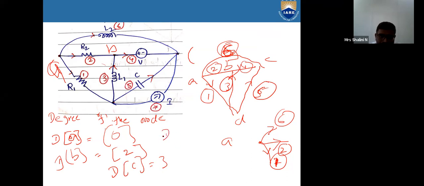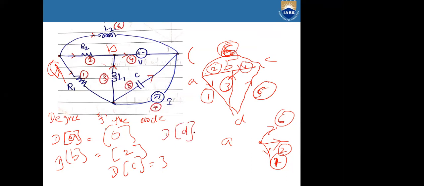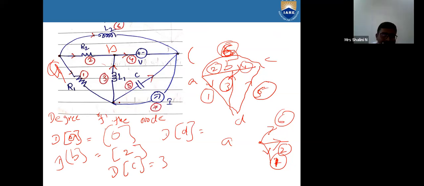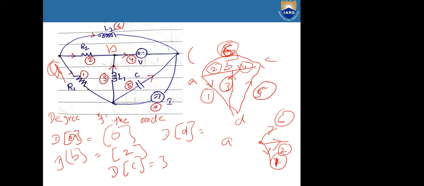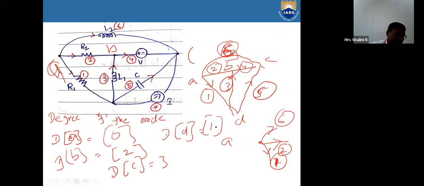Okay, next, what is the degree of the D? Only the first node is coming. So the degree of the node D will be 1.